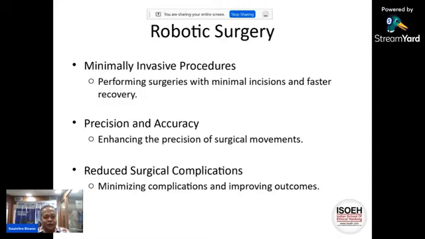Precision and accuracy, I have already talked about this. When we are talking about metallic hands, it has full range of motion, more range of motion than a human doctor, and it will be more precise. It is not going to fumble. It is not going to tremor at any point of time. It is going to be more precise without any doubt, and reduced surgical complications.